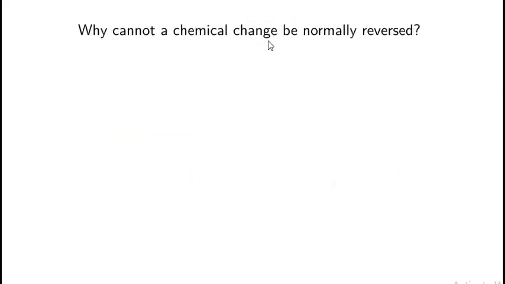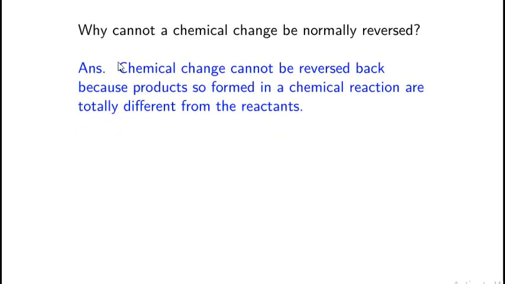Why cannot a chemical change be normally reversed? They are saying why the chemical change is not reversed. A chemical change cannot be reversed back because the products formed in a chemical reaction are totally different from the reactants.